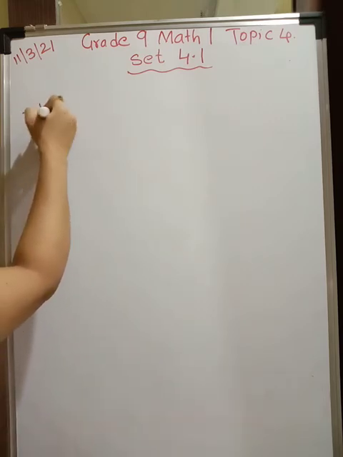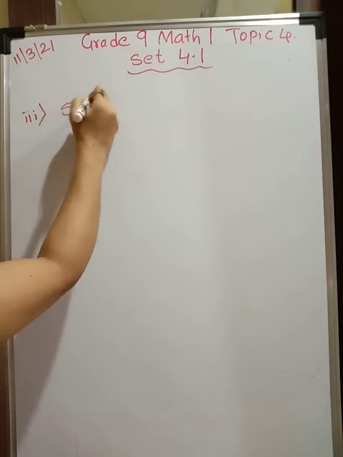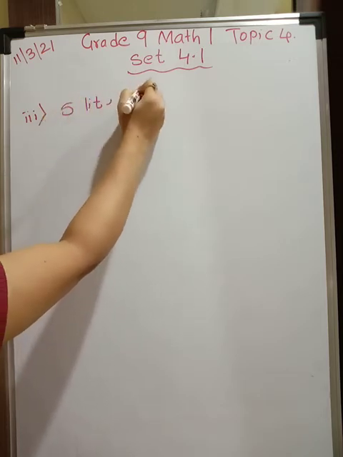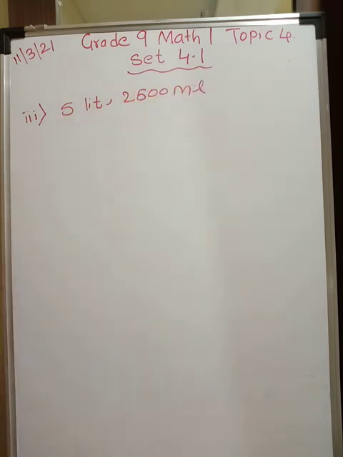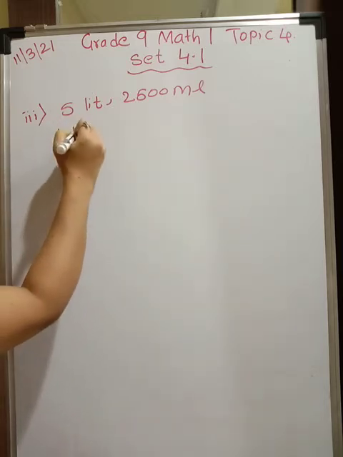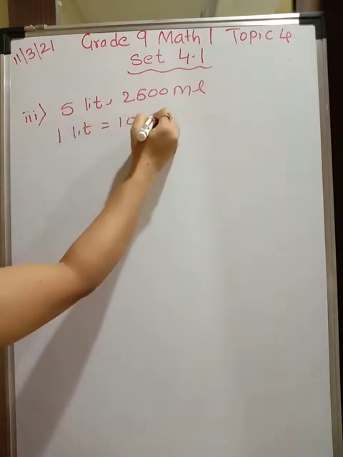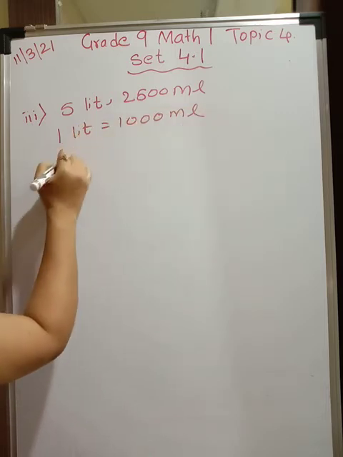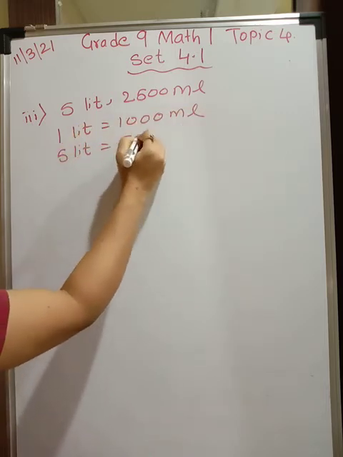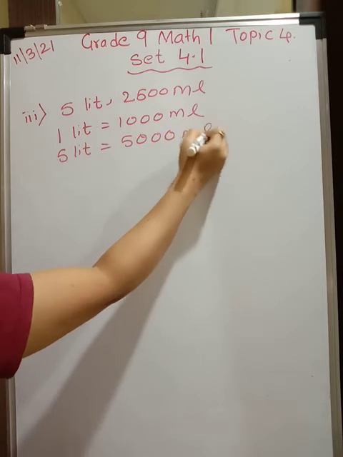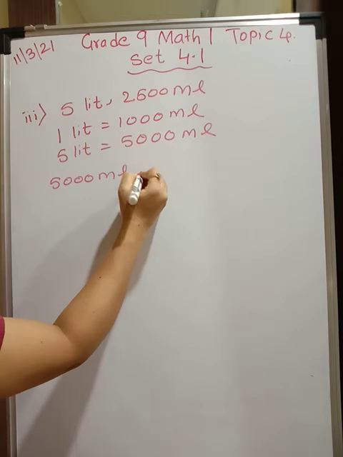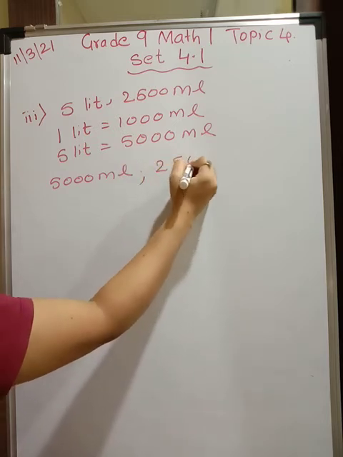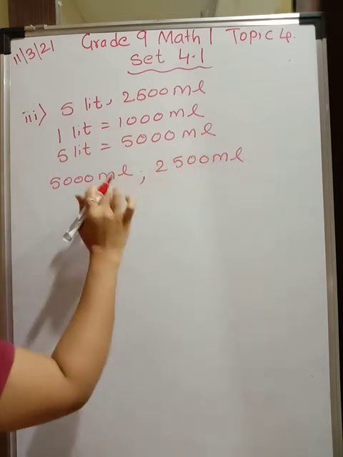Do it on your own and then cross check. Now see, the third question: you have 5 liters and you have 2500 ml. One is in liters and one is in ml. Alright, so let us convert first. We know that 1 liter is equal to 1000 milliliters. So 5 liters will be equal to 5000 ml, and the second quantity is 2500 ml. Now both are in ml, you can take the ratio.